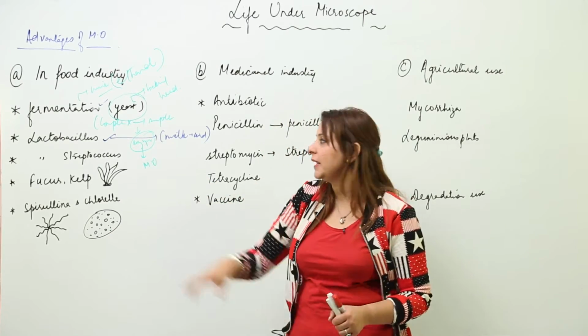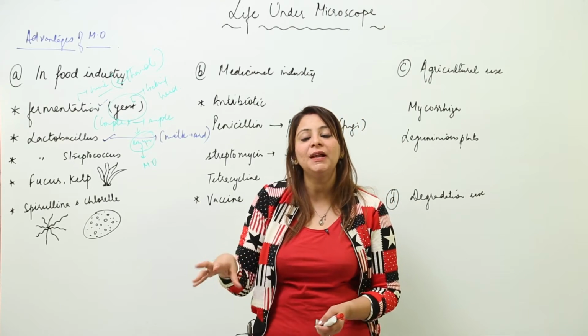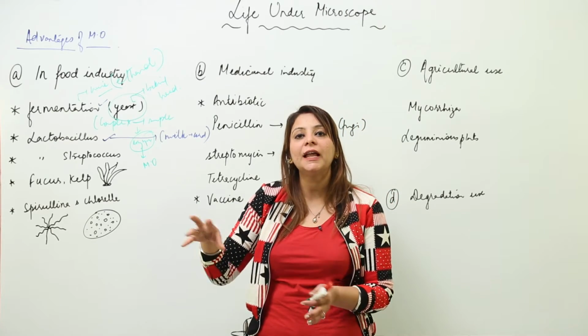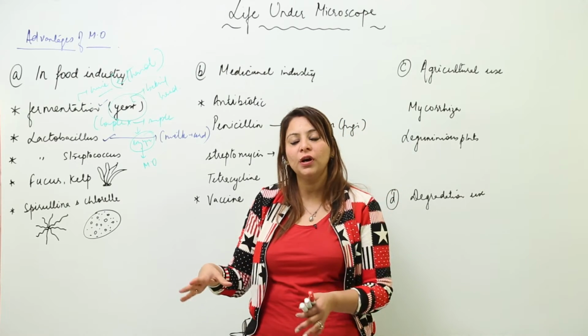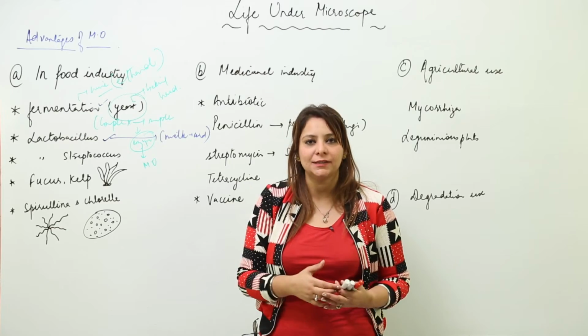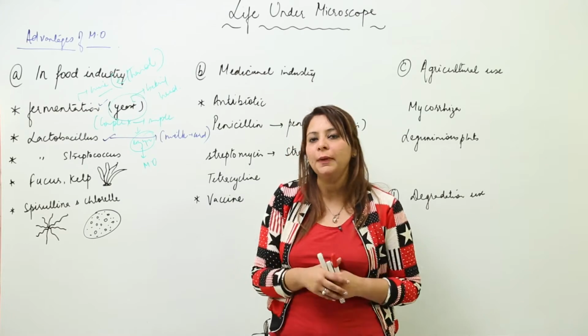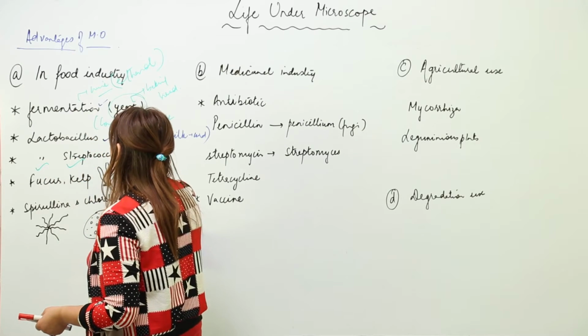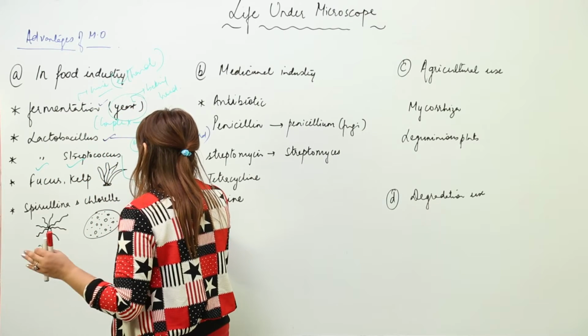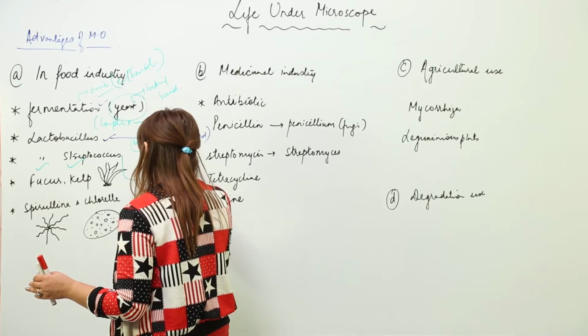So what happens is, the milk has the lactose sugar. What does this bacteria do? This converts the lactose sugar into lactic acid. So we get curd from the milk. Likewise, by the use of Lactobacillus and Streptococcus, we can make paneer and cheese also.